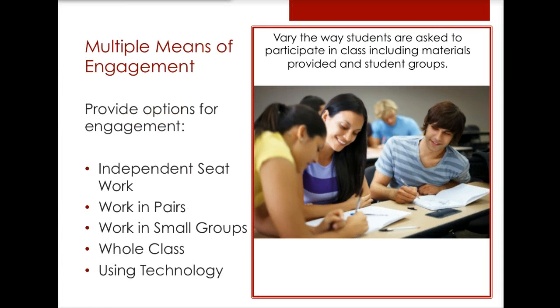Multiple means of engagement means providing different options for how students are going to work with each other and work with materials to gain access to the content. So we might be using different forms of technology for students that we want them to be really hands-on with, but we might also vary up whether the students are working independently in their seats, working in pairs, working in small groups, or even in whole class. And you can do all those things within one class period or just across different class periods. Sometimes they might be working in groups, sometimes in pairs, sometimes working with technology. The idea is to reach lots of different learning styles of lots of different students in your classes.